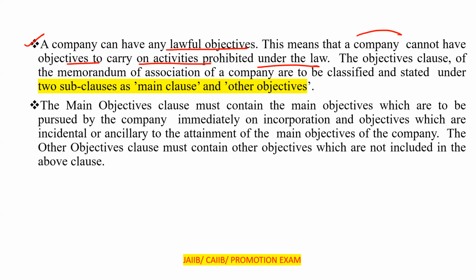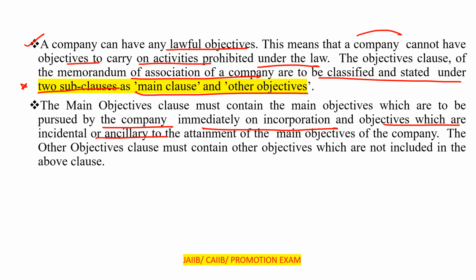So the objective clause of the memorandum of association of a company is to be classified and stated under two subclauses, as the main clause and the other objectives. The main clause must contain the main objectives which are to be pursued by the company immediately on incorporation, and objectives which are incidental or ancillary to the attainment of the main objectives of the company.